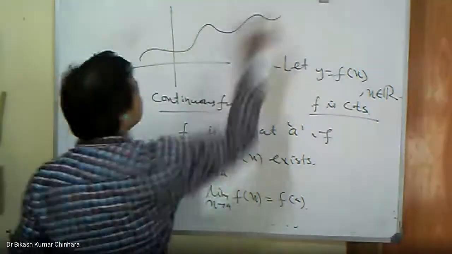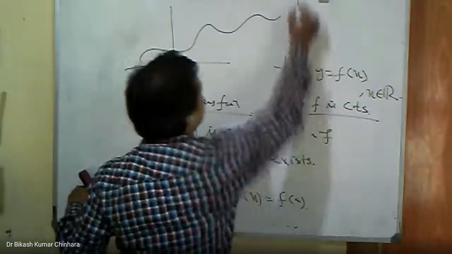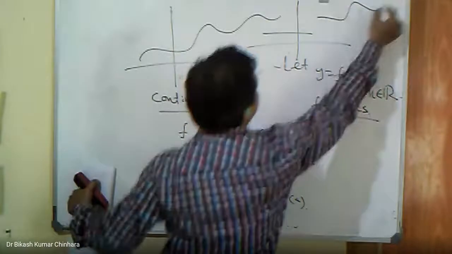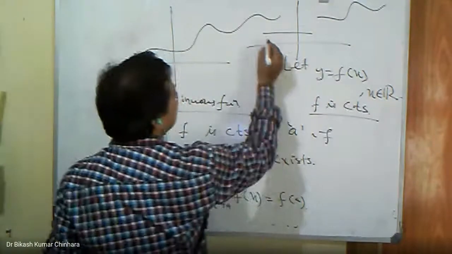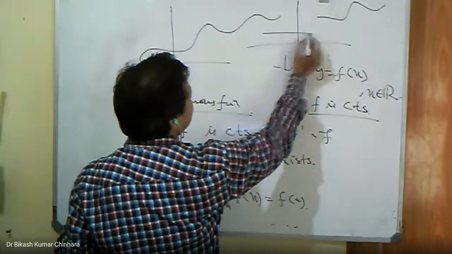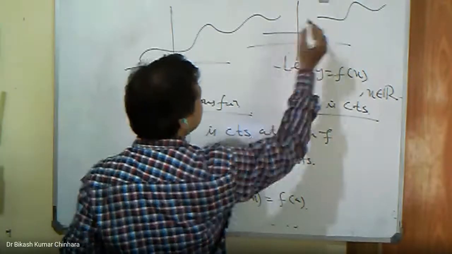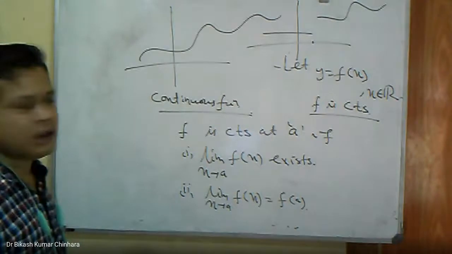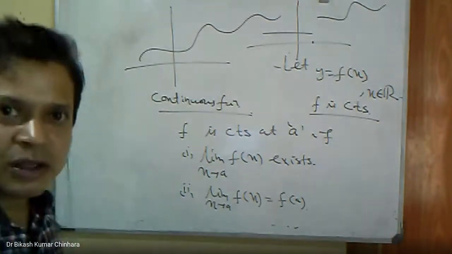So this is a continuous graph. Suppose the graph is like this. So you are plotting this section in this way, then you have to lift the pen and then plot. So at this point, there is a discontinuity. Okay? At this point, there is a discontinuity.